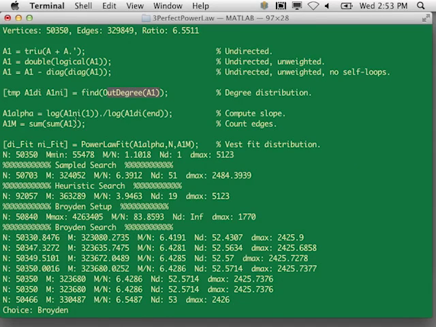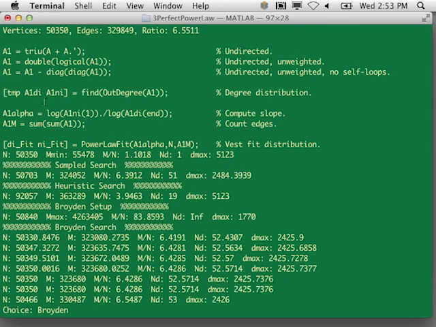And I can find essentially the number of values with the one and the one that are maximum. So this is estimating our poor man's slope. So we're computing the slope. We're counting the total number of edges here. And then we have this function called power law fit.